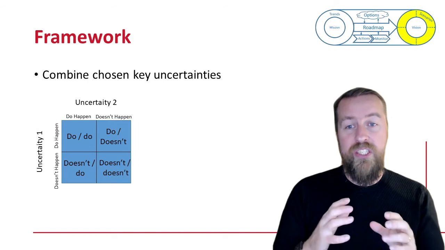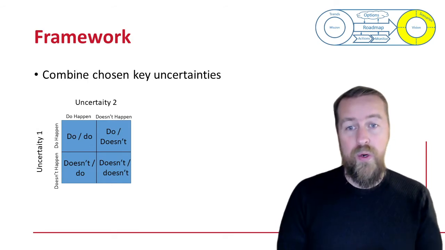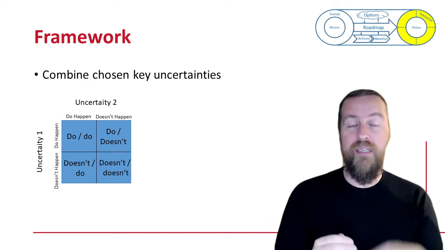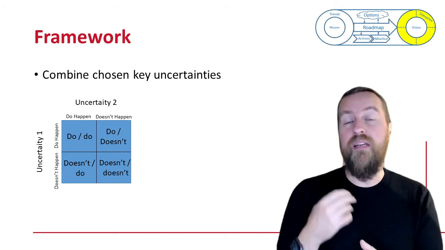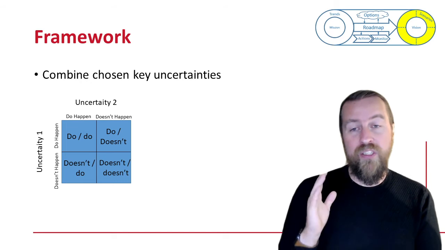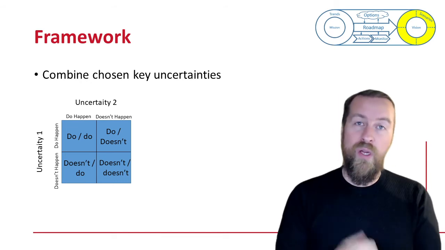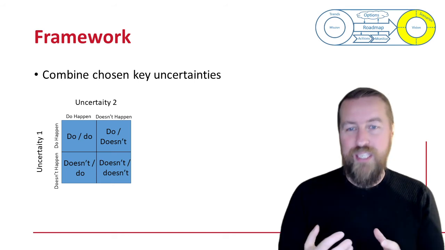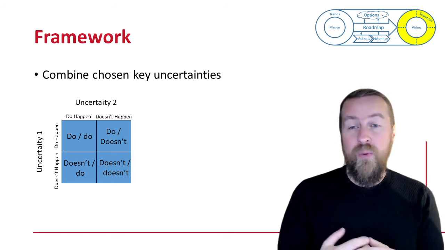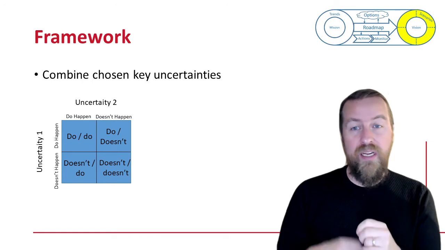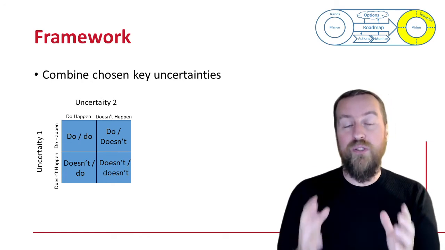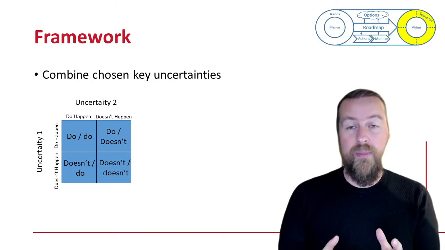In our strategic scenario framework, we take our uncertainties and place them in each dimension. Uncertainty 1 and uncertainty 2 in the small figure next to me. You can see this set up. We have two uncertainties. Either it happens or it doesn't happen, which gives us a 2 by 2 matrix.